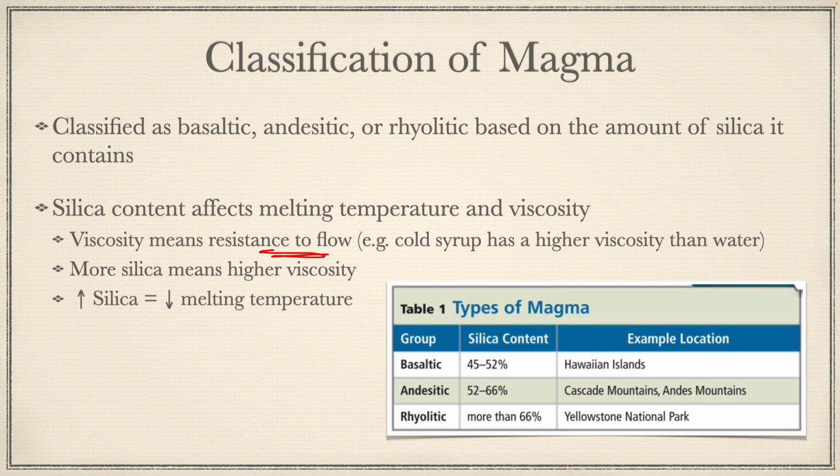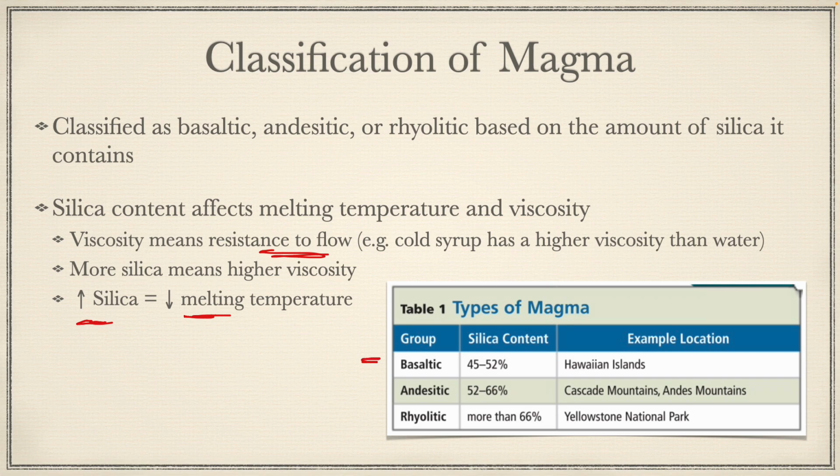Okay. More silica means higher viscosity. Okay. More silica also means lower melting temperature. So if we increase the amount of silica, we decrease the melting temperature. So if you've ever seen molten glass, that's kind of what the consistency of silica is, or the viscosity of silica. So our three types, again, we have basaltic.